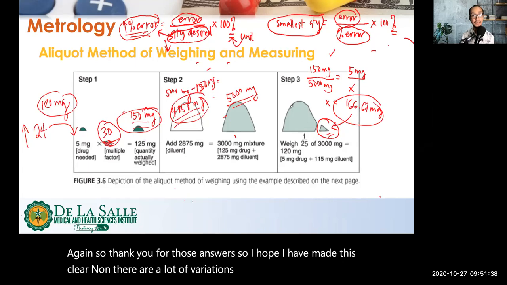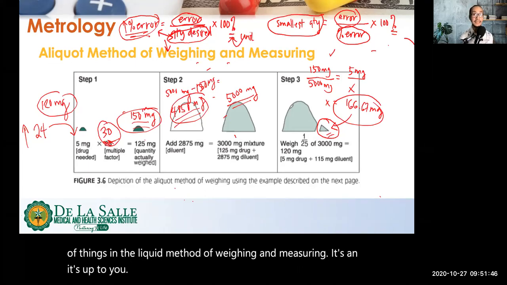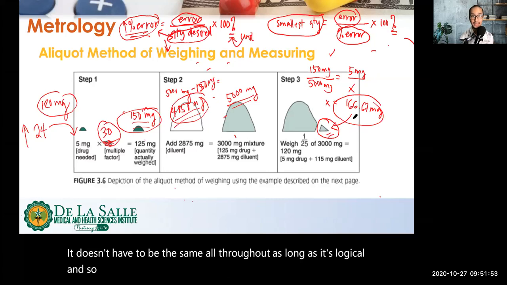You can change a lot of things in the aliquot method of weighing and measuring. It's up to you. It doesn't have to be the same all throughout. As long as it's logical, it's still okay.